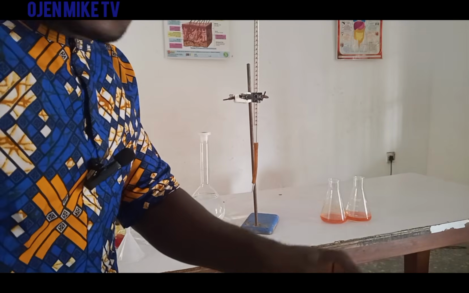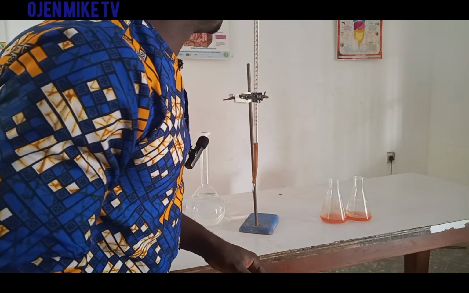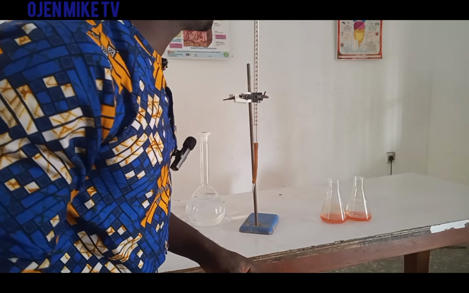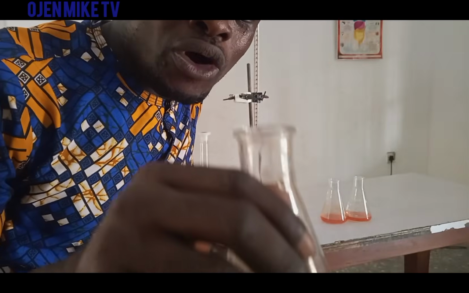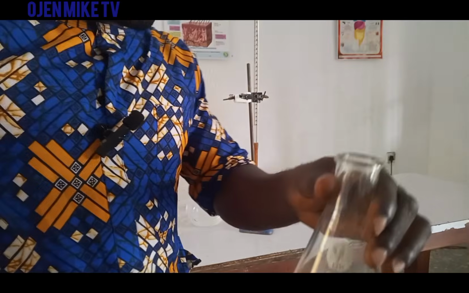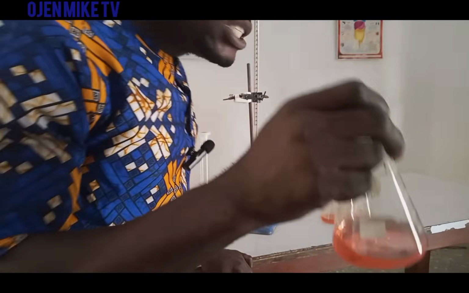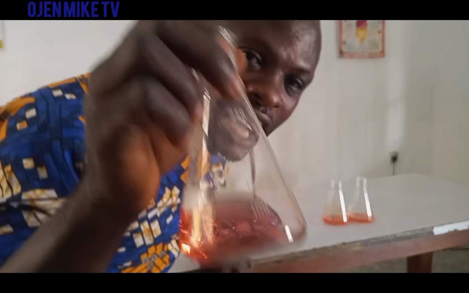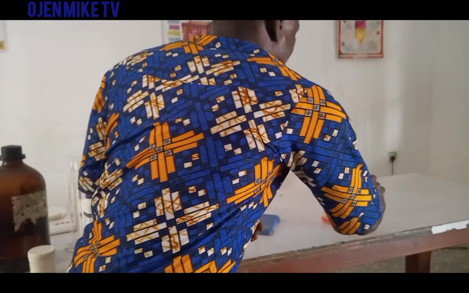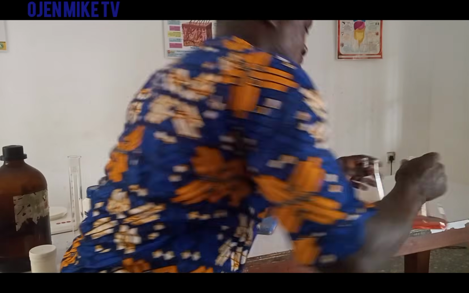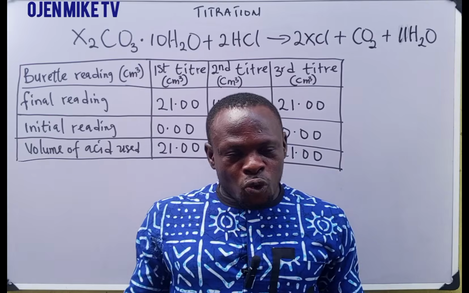And the color changed at what? At 21.0. So your final reading of the third titer is 21.0. What is the initial reading of this third titer? Initial reading is 0.00. Are you following? And at the end, I have gotten my three titers together: this is the first titer, second titer, and the third.